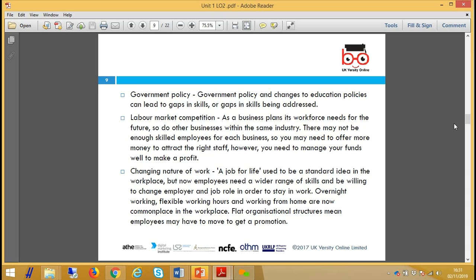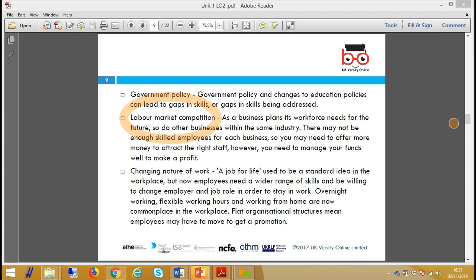Right? You also need to look at your competition. So we call this your competitor analysis, labor market competition. So what are your close competitors doing? And are they stealing your workforce? Are they poaching your workers? Are they paying a higher rate so your workers are tending to resign from jobs working for you and going?